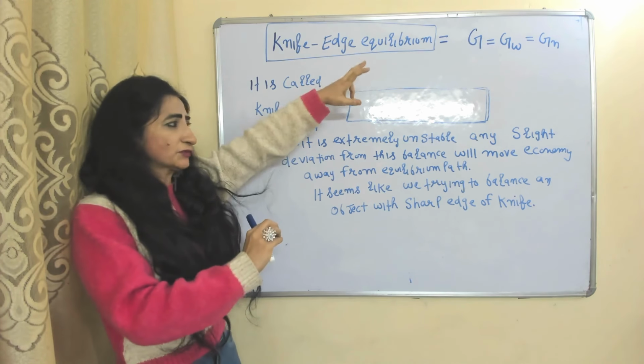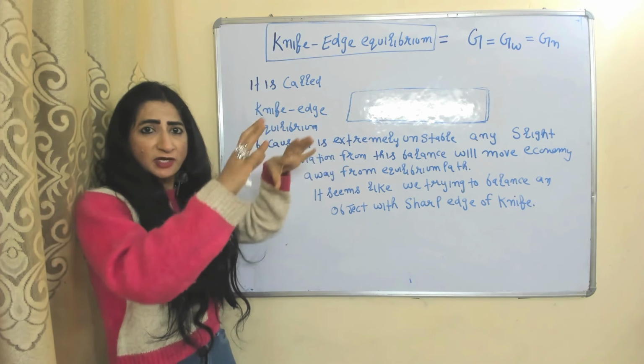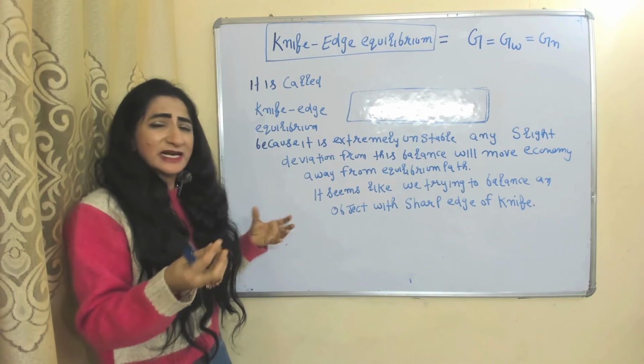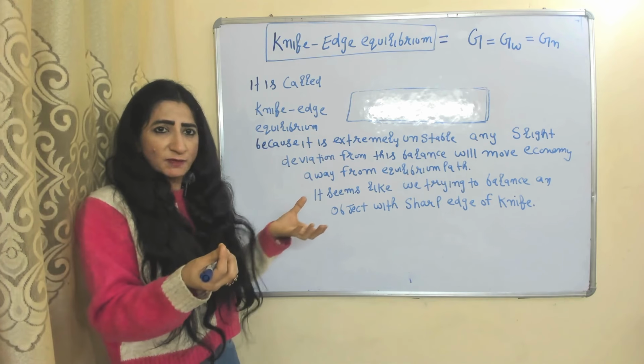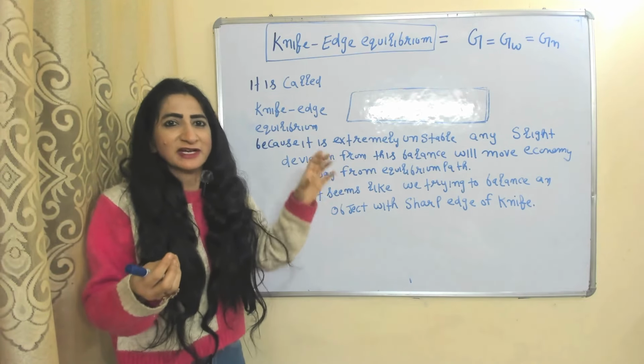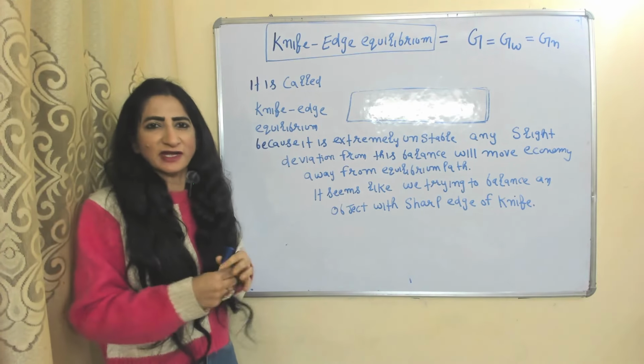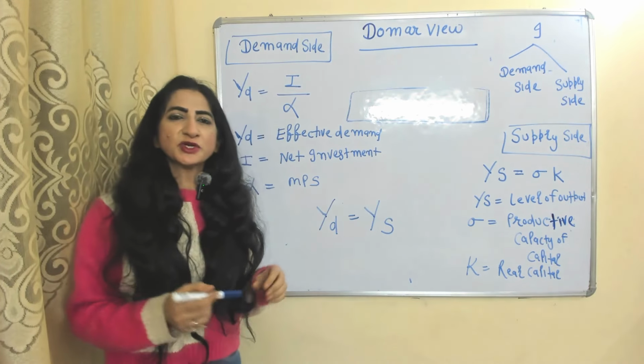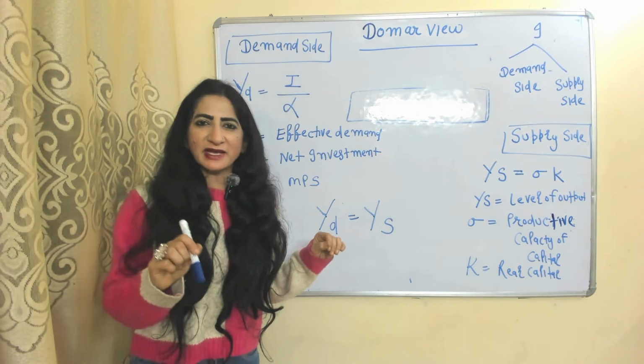Any deviation from this balance will move the economy away from the equilibrium path. It seems like we are trying to balance an object on the sharp edge of a knife. That's why it is called knife edge equilibrium. As we know, this model was independently given by Harrod and Domar.